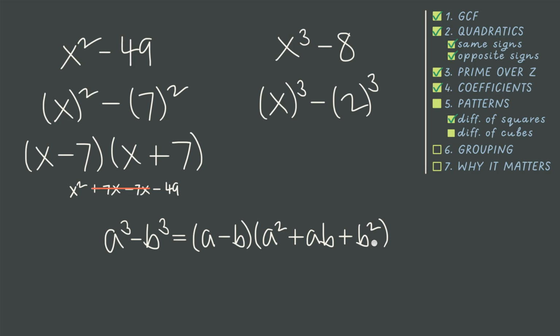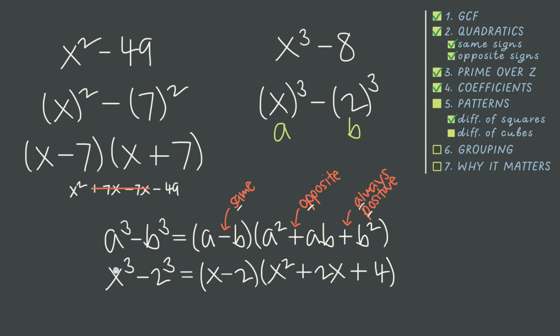One way to help remember this factoring is to think about the acronym SOAP, where we get the S, O, A, and P, because this first sign here is always going to be the same as the sign between a cubed and b cubed. This second sign is always going to be opposite. So if we have subtraction here, we have to have addition here. And this sign is always going to be positive regardless of what this sign is. So same, opposite, always positive, or SOAP will help you remember the signs on this right-hand side. In our case, like we said, x is a, b is 2, so x cubed minus 8, or x cubed minus 2 cubed, is going to factor as quantity x minus 2 times quantity x squared plus 2x plus 4.